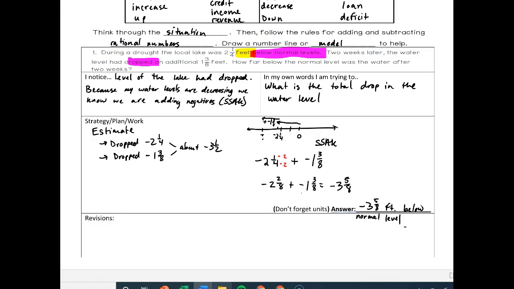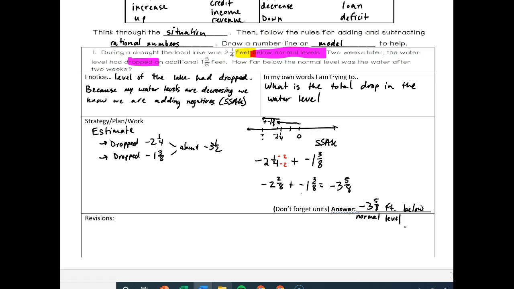Notice how we didn't pluck any numbers from that. And you'll notice the numbers look like they're positive in the problem, 2 1/4 and 1 3/8, but the key indicators, below sea level and dropped, actually mean negative. So in my own words, what are we trying to do? I'm trying to find the total drop in water level.